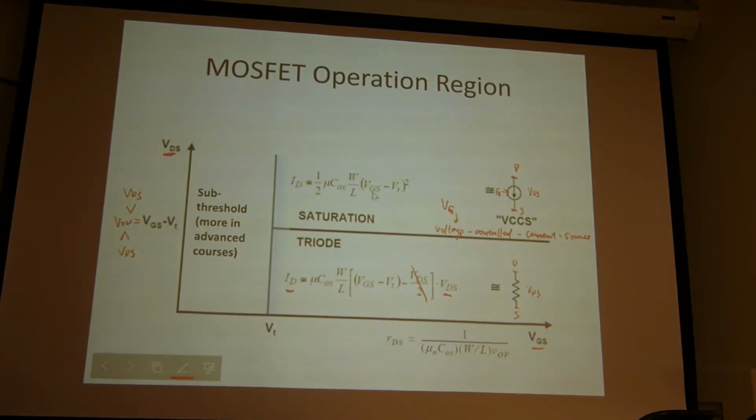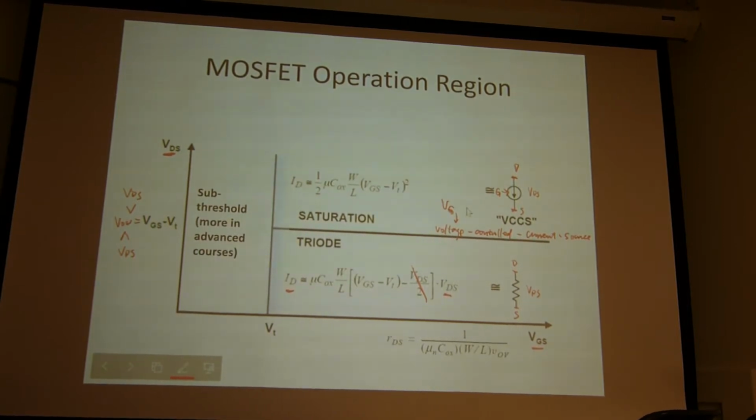Further, we discuss the operation region depending on the voltage. Here you want to determine the transistor's operation region. First, look at the gate voltage compared to the threshold. Above the threshold, we further need to compare VGS minus VT, which we call VOV, the gate overdrive. Then you compare this VOV with the VDS. If VDS is larger than the VOV, then it's in saturation.